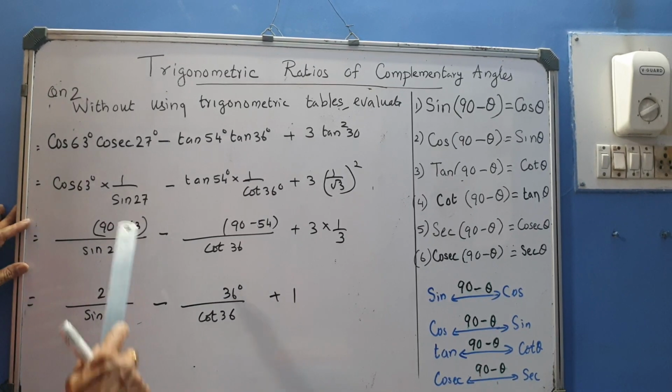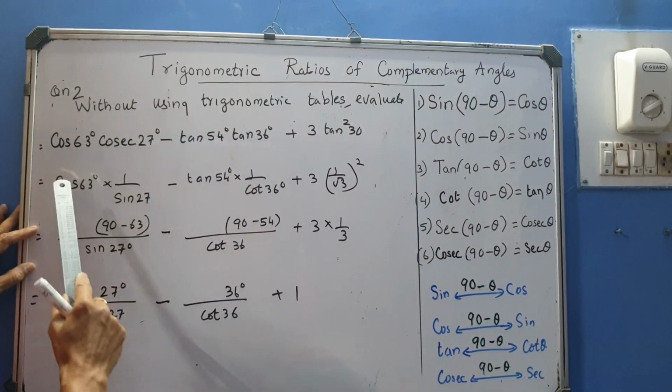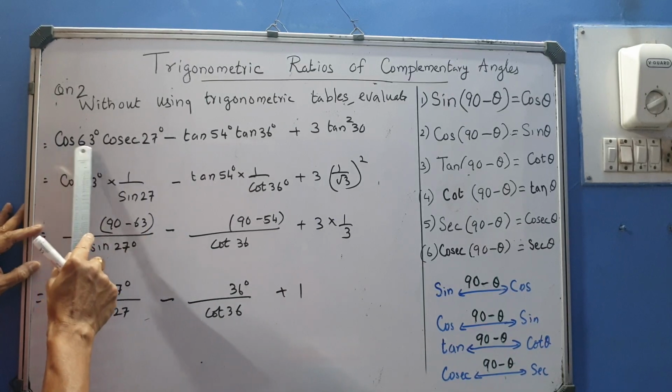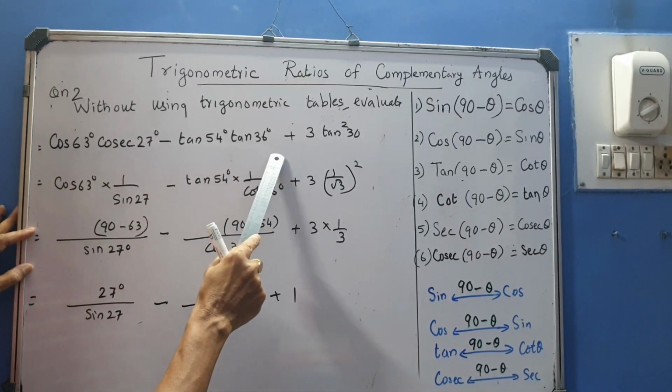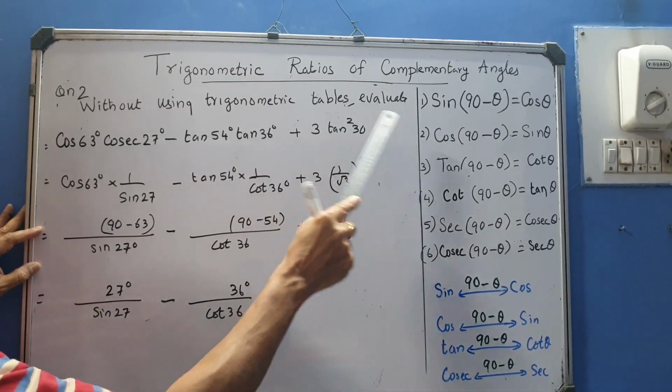Okay, now let's take another question on complementary angle. This is the question: cos 63 into cosec 27 minus tan 54 into tan 36 plus 3 tan squared 30.